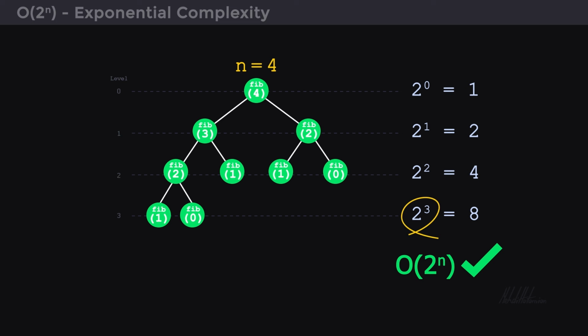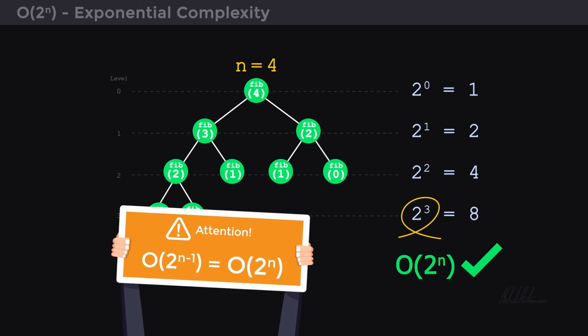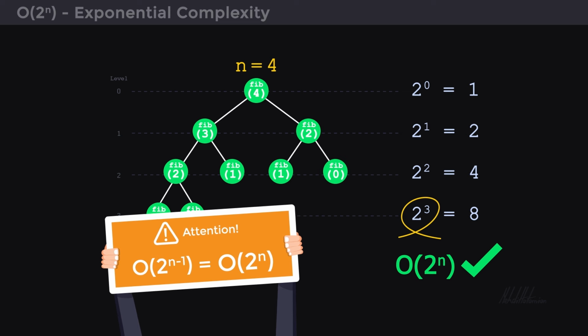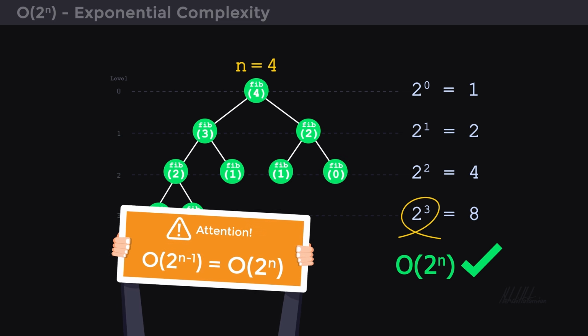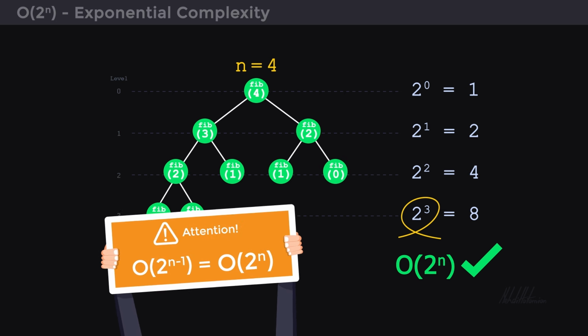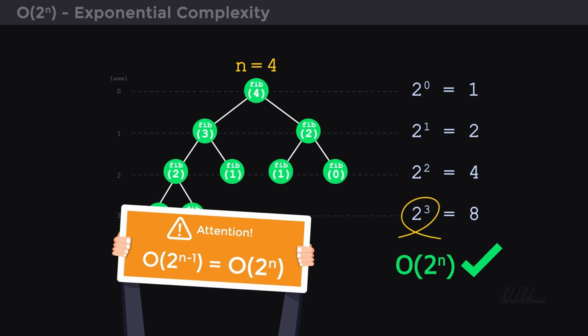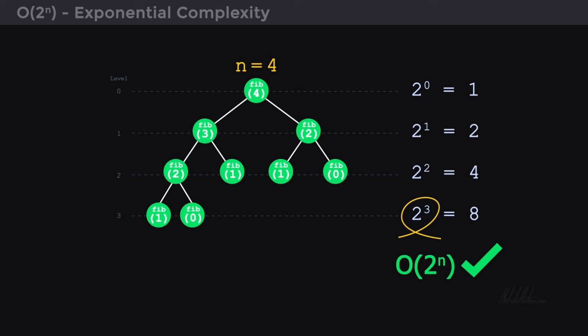the number of function calls at that level. Therefore, the number of nodes in the tree representing the function calls is approximately 2 to the power of n minus 1 for Fibonacci of n. However, in big O notation, we focus on growth rates and ignore constants and small differences. Therefore, we simplify 2 to the power of n minus 1 to 2 to the power of n.